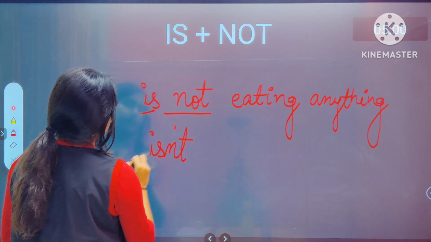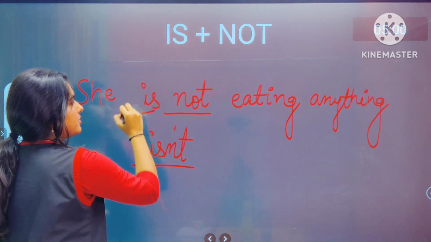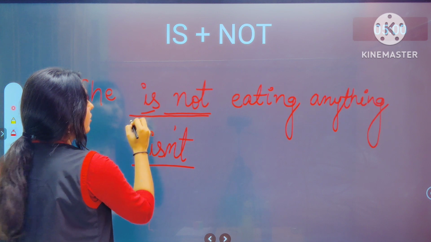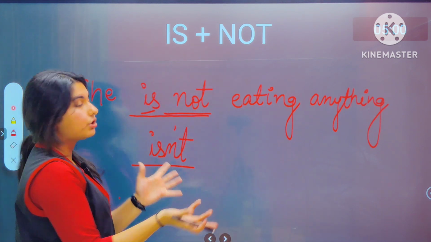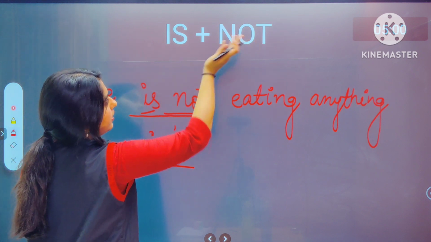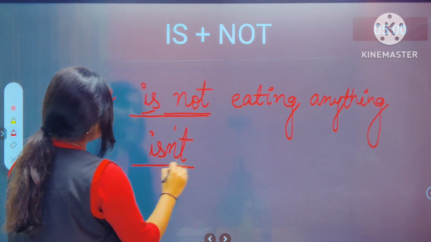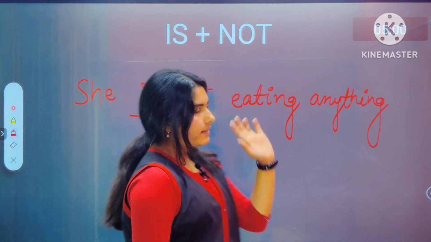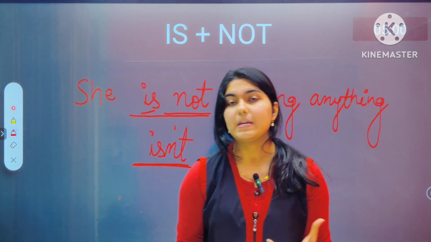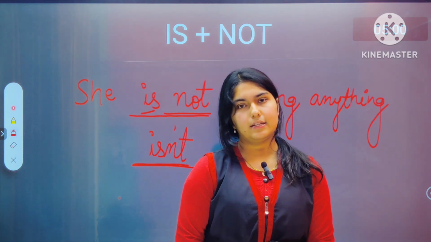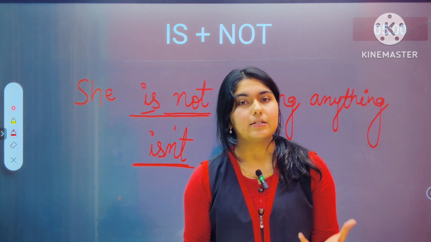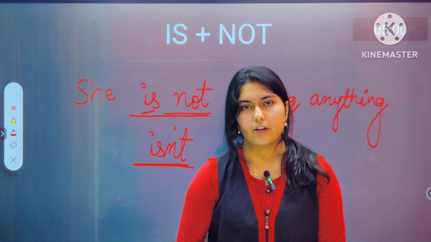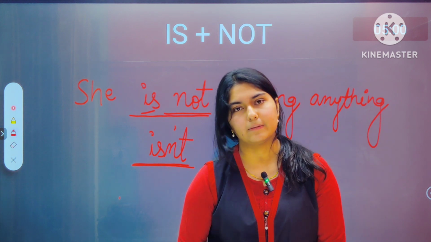I-S-N-T. Right? So after merging both these words, we got a single different word out of it, which is the contraction of both is and not. And the contraction is isn't. So she isn't eating anything. Again, instead of speaking, she is not eating anything, she is not talking to me, you can say she isn't eating anything, or you can say she isn't talking to me, right?